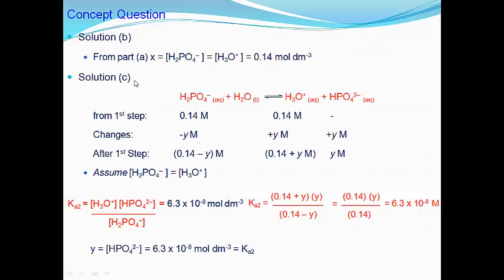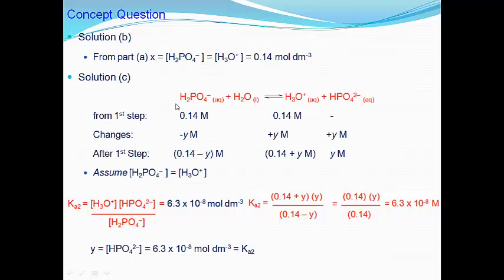Now, for part C, where we need to find the concentration of HPO4 2-, we apply a similar strategy as we did for part A. We write out the equation, and then we determine the concentrations of the moles at the start, based on the changes that have occurred, and at the end of the step.